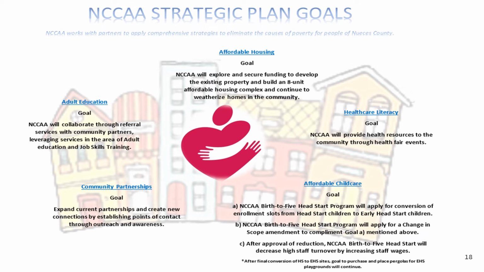NCCAA Strategic Plan Goals. Our goals are based on the community needs and how we will address them. Adult education. We will collaborate through referral services with community partners, leveraging services in the area of adult education and job skills training. Affordable housing. We will explore and secure funding to develop the existing property and build an 8-unit affordable housing complex and continue to weatherize homes in the community.